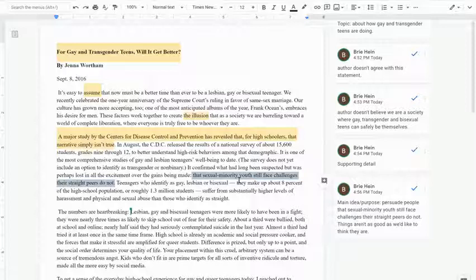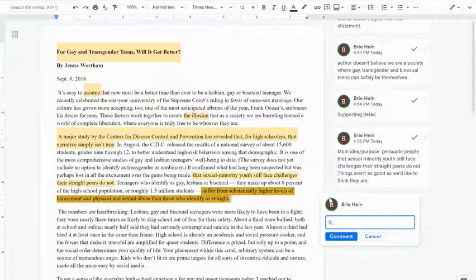So what I'm going to do now is continue reading to find a few more of those supporting details, so that when I go to defend my point that this is the author's purpose, I can say I know this is the author's purpose because A, B, and C, because I have these supporting details. The first supporting detail I saw here is that these teenagers who identify as gay, lesbian, or bisexual suffer from substantially higher levels of harassment and physical and sexual abuse than those who identify as straight. So I'm going to say another supporting detail.